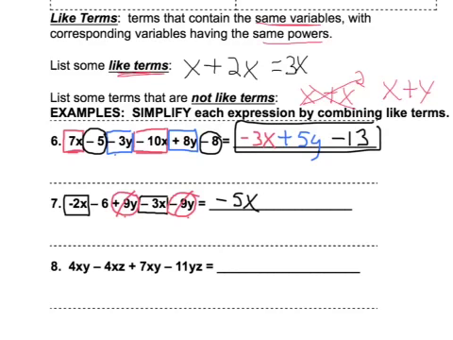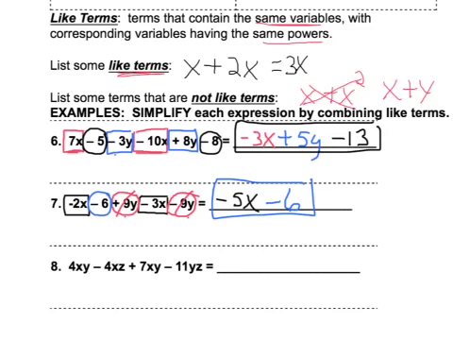And the last one is a constant, negative 6. Remember, a constant does not have a variable. It's just a number that doesn't change. So we'll just leave that there. Now that is the simplified version of that expression. Let's try the next one.